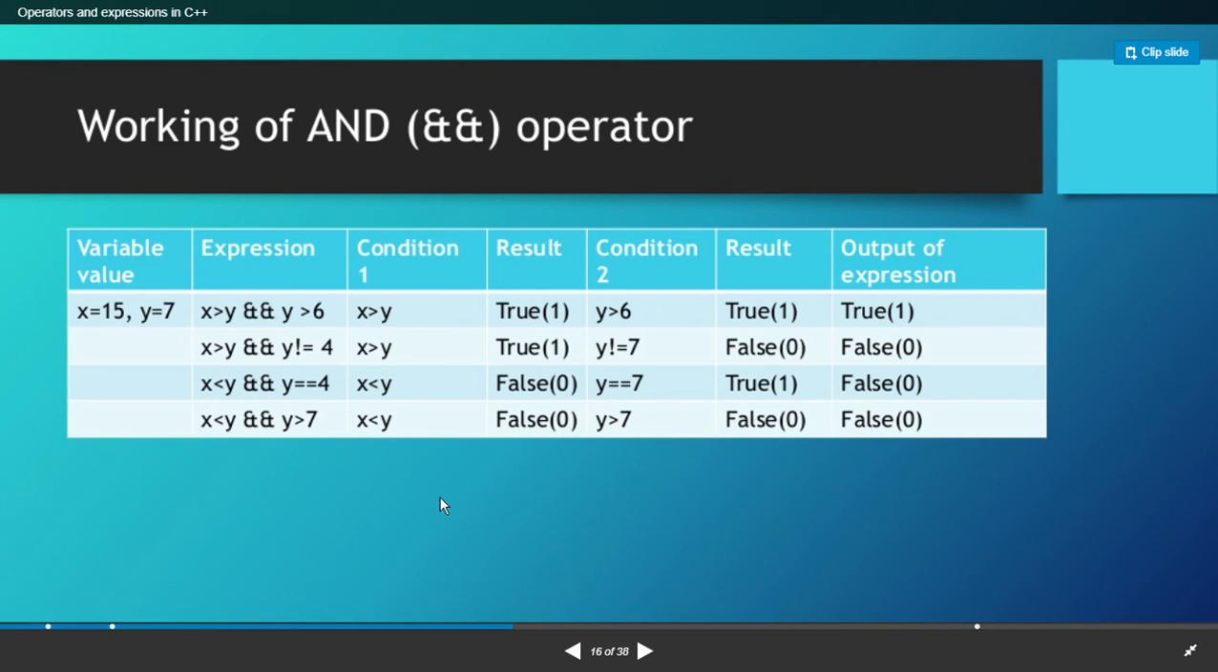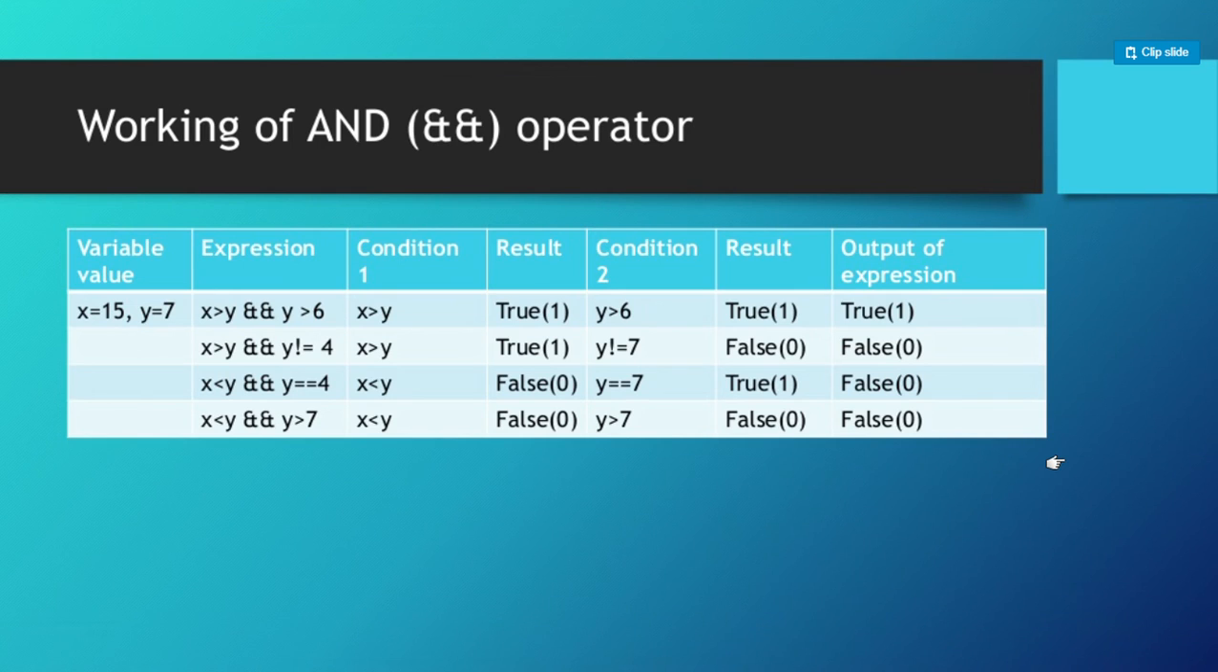Here in the example, you can see that the first operand, x is greater than y, is true, and the second operand, x is greater than 6, is true. So the output expression is true. Otherwise the output expression is false. According to the logical AND operator, the resulting expression has the value true only if both the original expressions, that is its operands, are true.